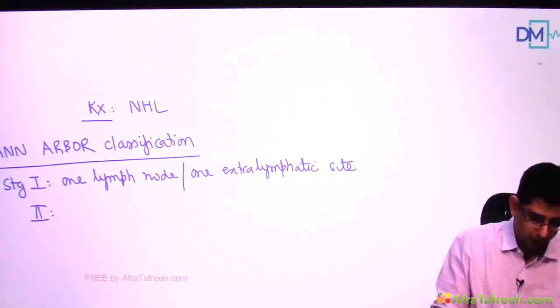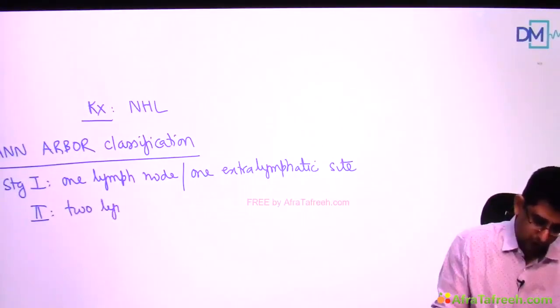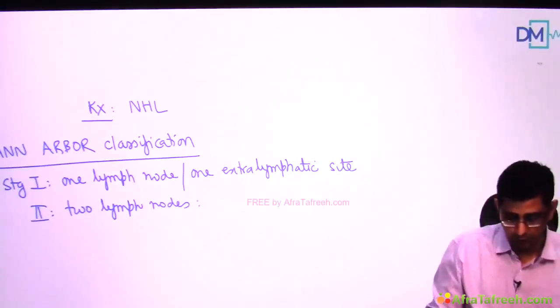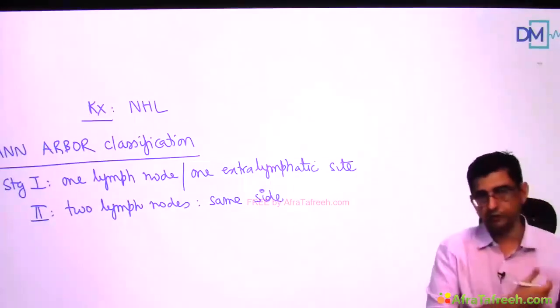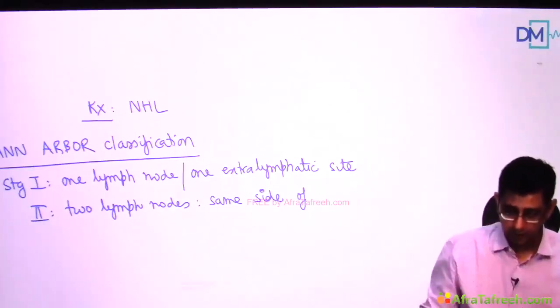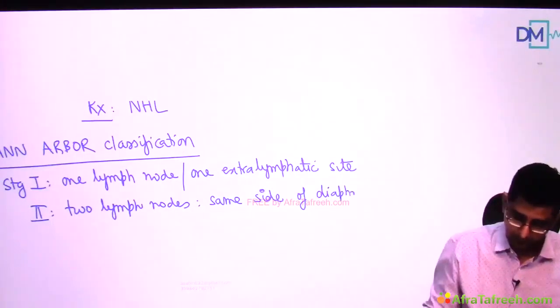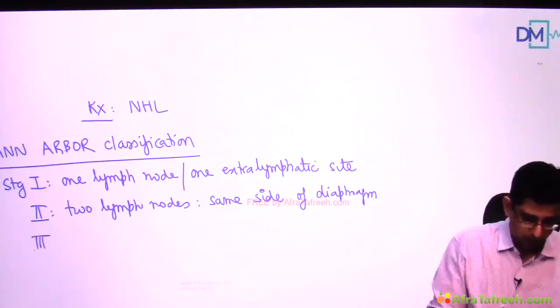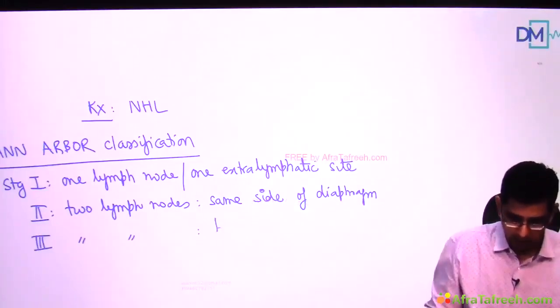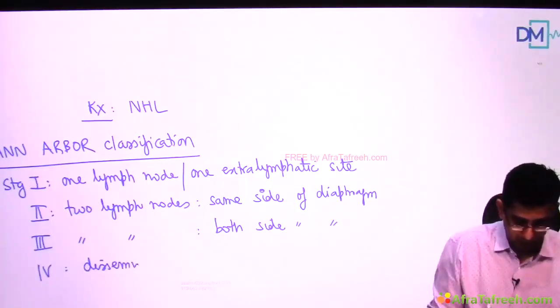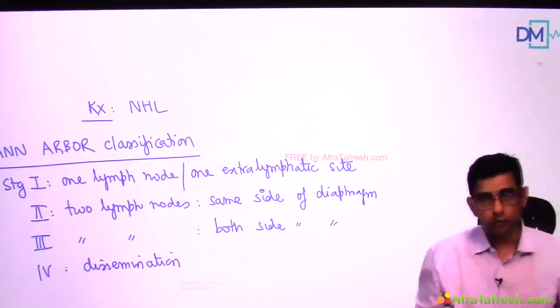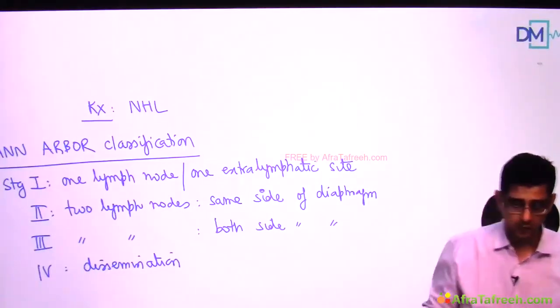But if you have at least 2 lymph node areas involved, then these 2 lymph node areas should be on the same side of the diaphragm, like left side axillary and left side hilar lymph nodes. On the other hand, if you have 2 lymph node areas present on both sides of the diaphragm, then we say stage 3, and stage 4 would obviously mean dissemination where multiple organs like genitourinary or bone marrow involvement can be seen in the patient.